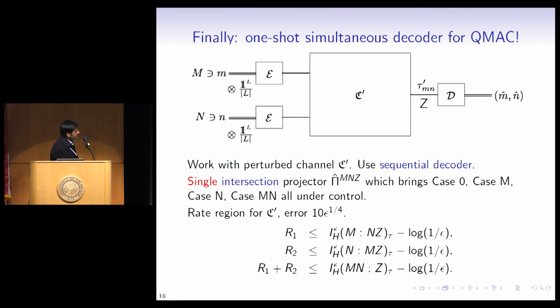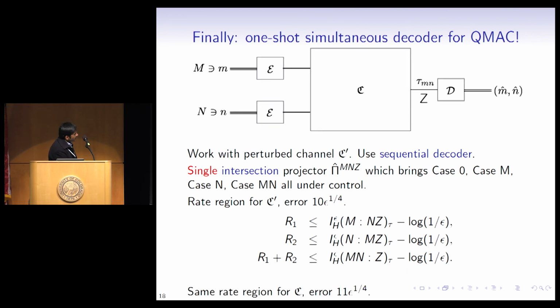Now, once I have the rate region for the perturbed channel, this rate region holds for the original channel as well with slightly increased error. So in the perturbed channel case, the error parameter is 10 epsilon to the 1/4. So in the original channel, it will be 11 times epsilon to the 1/4, slightly more.